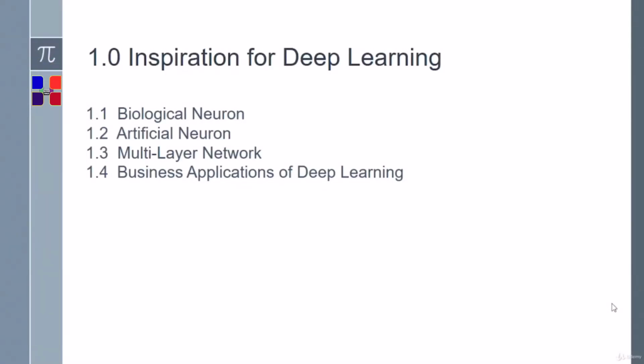Welcome to this first lecture on deep learning. Here we are going to talk about the inspiration behind deep learning, and as I said, this is not a new topic, this has been in existence for quite some time. But in this lecture we'll go behind the inspiration, which is the biological neuron. So we'll talk a bit about the biological neuron and then how the biological neuron was the idea behind the artificial neuron, and then we'll try to construct a network.